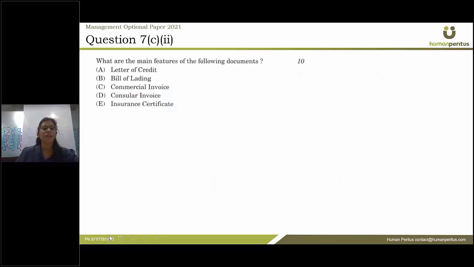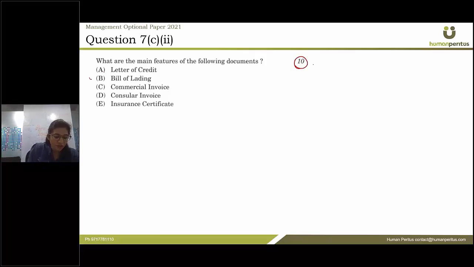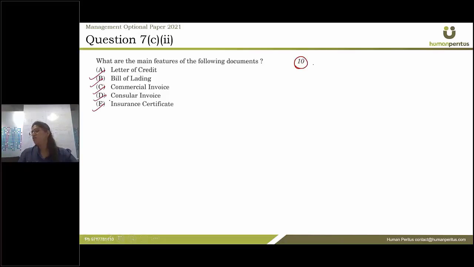All right. So the next question is, what are the main features of the following documents? Which is a 10-marker question. Letters of credit, bill of lading, commercial invoice, consular invoice, insurance certificate. Basically these documents are all related to foreign trade only. So the first one is the letters of credit.